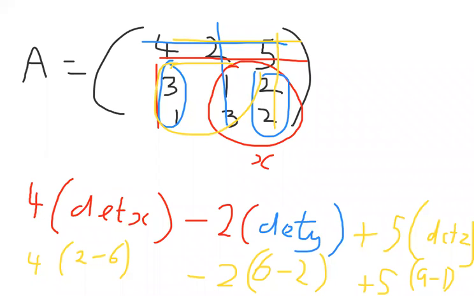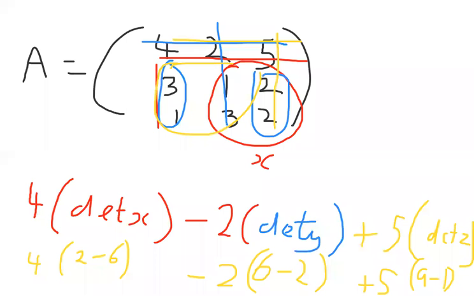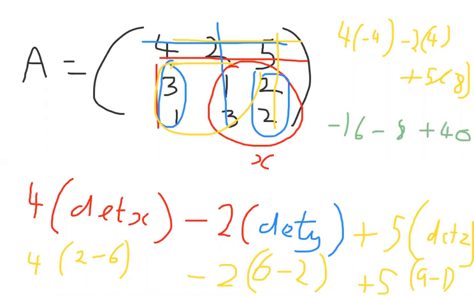Now we've got 4 times minus 4, minus 2 times 4, plus 5 times 8. And that gives us the answer minus 16 minus 8 plus 40. And then I believe that gives us 16 as an answer.